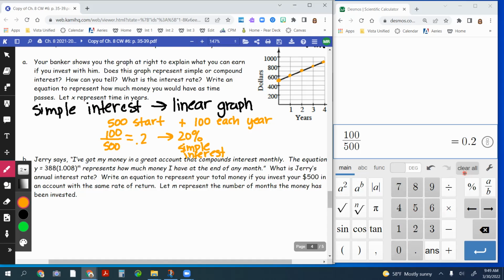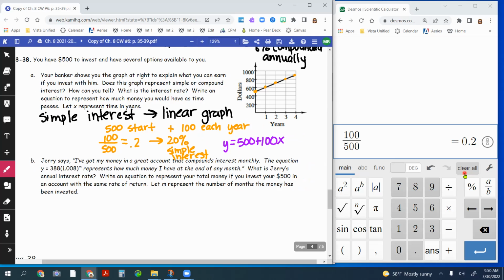Okay, that's the percent. Now they wanted us to write an equation. So our equation is going to be y equals, we're starting with 500, we're adding 100. And in this case, since I'm starting at 0, not at 1, this is just going to be a plain old x. On B, Jerry says, I've got money in an account that compounds interest monthly. So compound interest monthly.